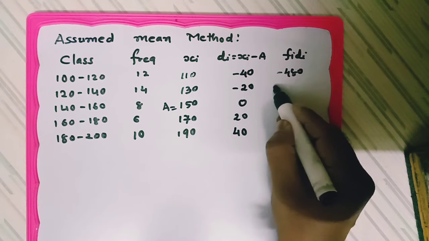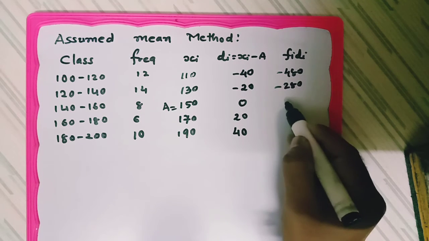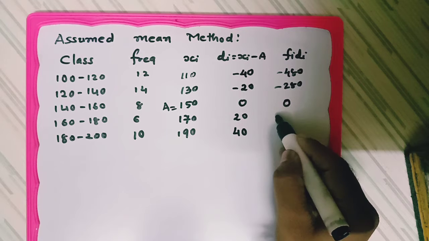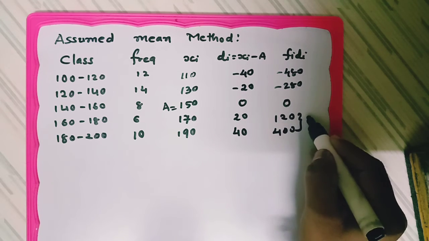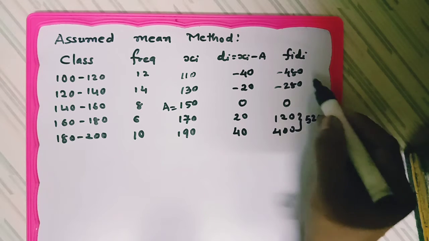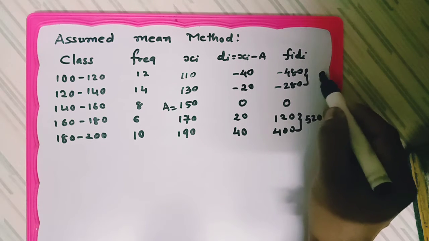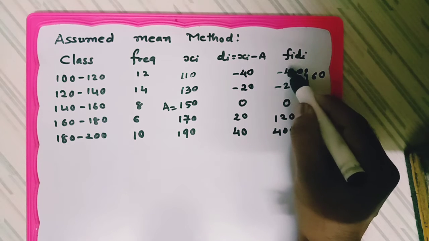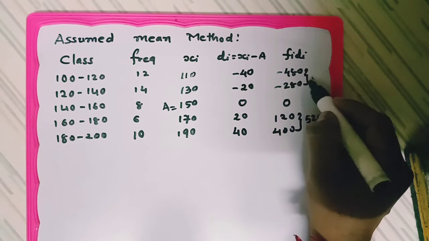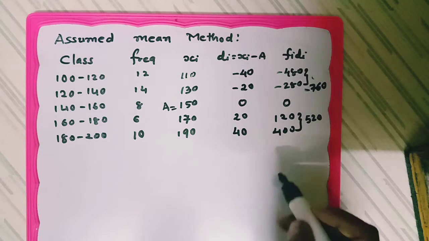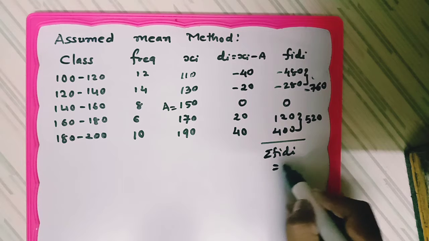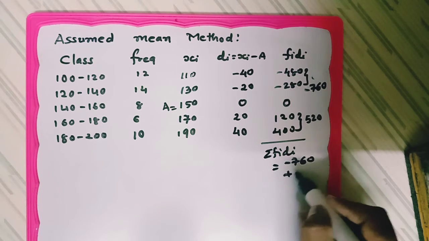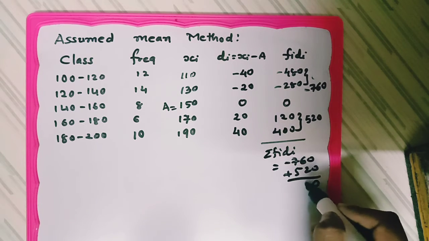14 2s are minus 280, 8 0s are 0, 120 and 400. So the positive values addition is 520, and here the addition is 0, 6, carry 1, 5 2 7. So minus 760, and so we have sigma fi di is minus 760 plus 520, which will be minus 240.